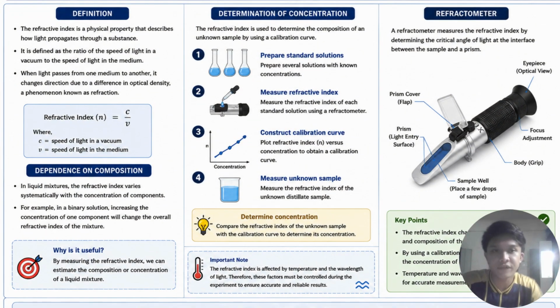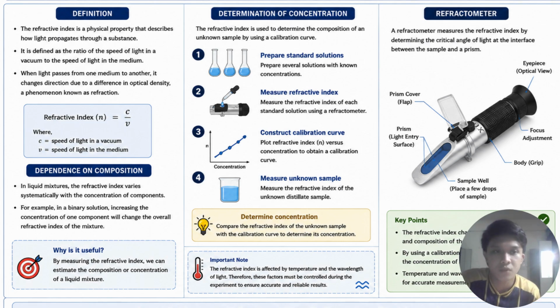Next is the refractive index theory. The refractive index is a physical property that describes how light travels through a substance. When light passes from one medium to another, it bends due to a change in optical density. This phenomenon is called refraction. In this experiment, the refractive index is used to determine the concentration of the ethanol water mixture.